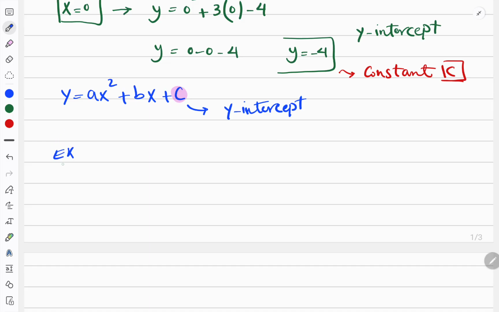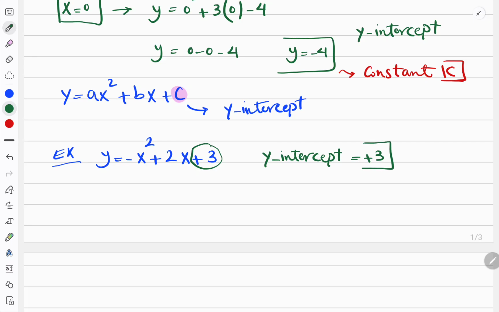As another example, y equals negative x squared plus 2x plus 3, and I'm going to find the y-intercept directly. The y-intercept is positive 3. Okay, and how about the x-intercepts? So let y be 0. 0 equals negative x squared plus 2x plus 3, and solve for x.